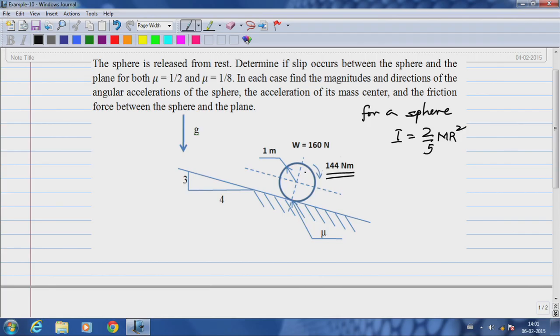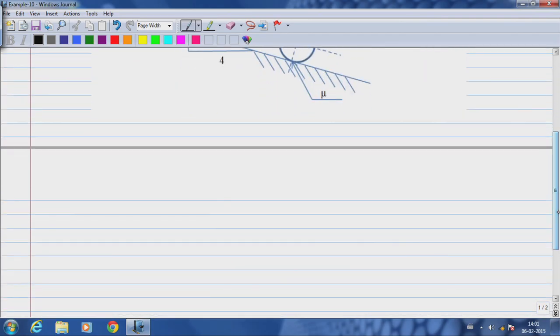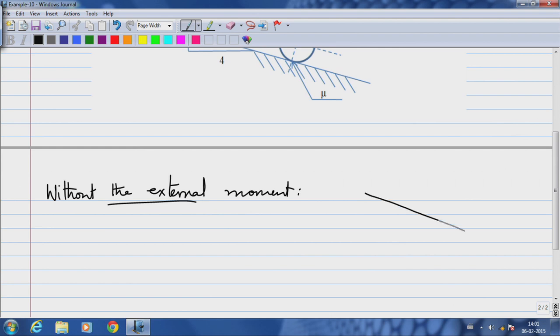So, I want to first solve this problem without the external moment to see what we understand, and then we will solve the problem with the external moment. Okay. So, first let us look at the case without the external moment, which would be the case of a sphere of side 1 meter rolling down an inclined plane.